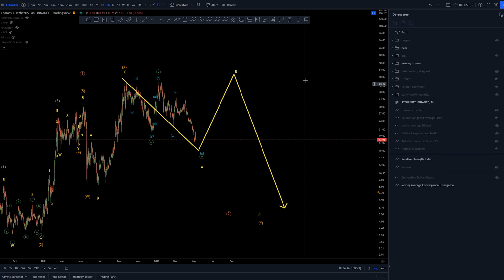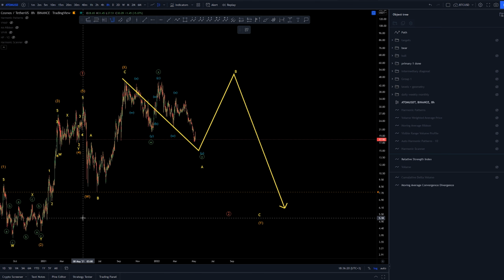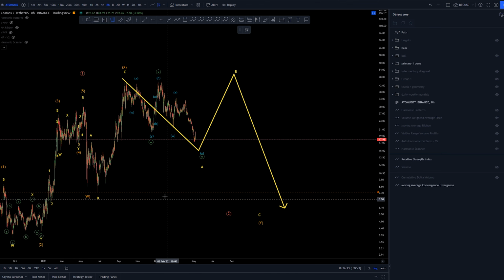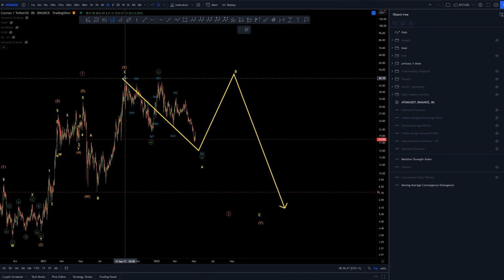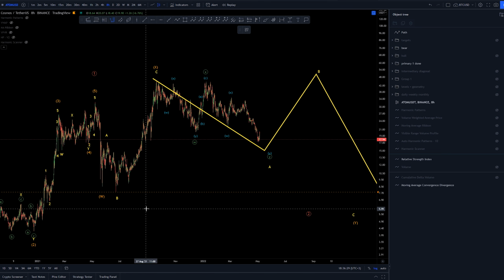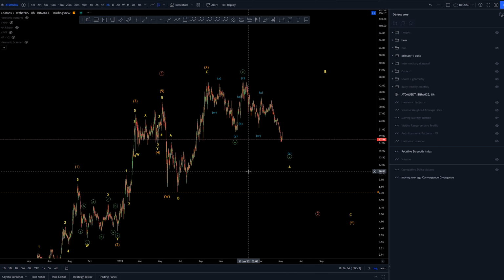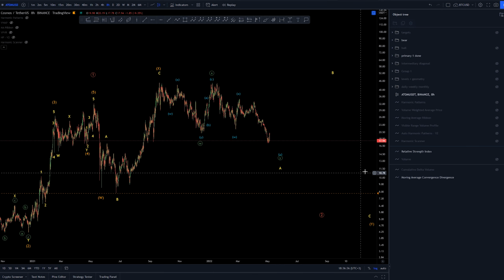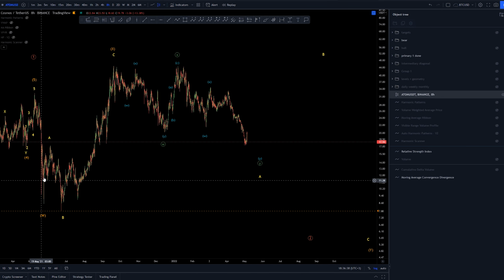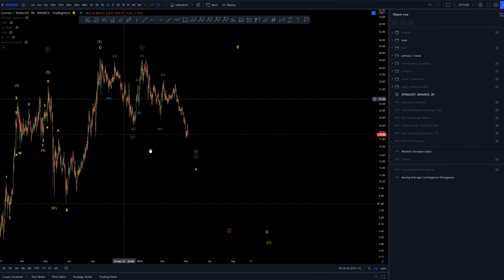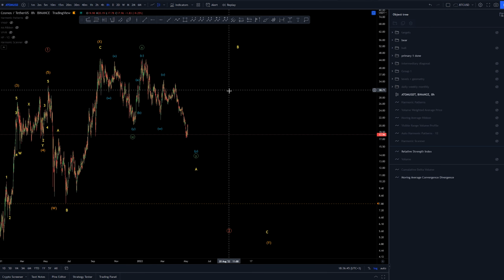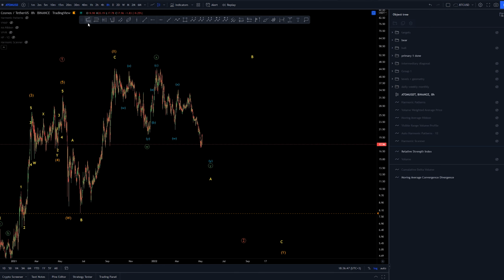The issue with this count, however, is the time differences between the subwaves of these counts, because I've labeled this as an A, B, C, expanded flat, really expanding C, or extended C. It is looking really bad, this count, just because of the time it took to create W and X that it would have to take to create this last leg here.